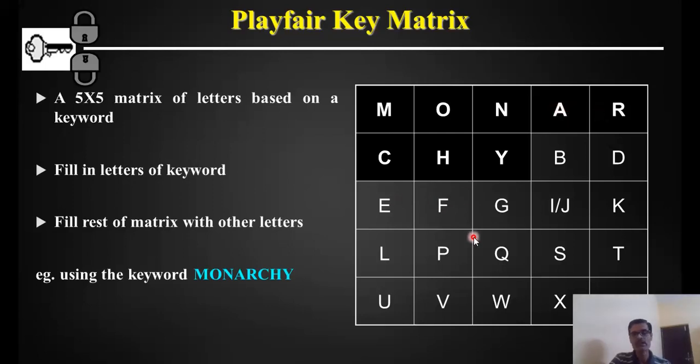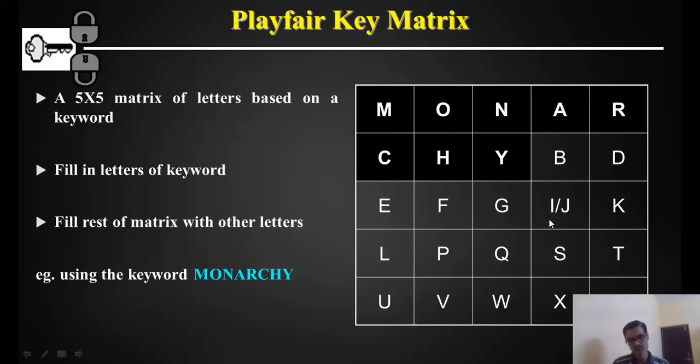and we have to fill the other cells with the remaining alphabets, whatever are not covered. Now coming back to this example, monarchy is written over here, and we have not covered B, D, E, F alphabetically. The remaining alphabets are entered in this 5x5 matrix, so B, D, E, F, G. Now look at this particular cell, I/J. We have 25 cells, but 26 alphabets. So I and J are written together so that you can fill all 26 alphabets in a 5x5 matrix.